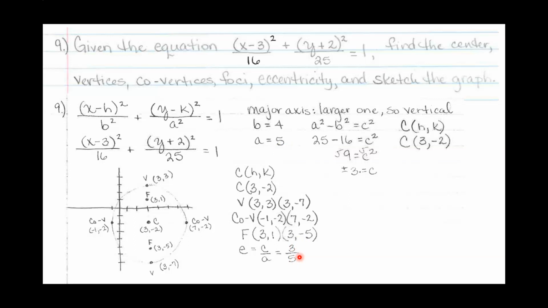All right, then to sketch the graph, we've already found our vertices, the endpoints of our major axis, and our co-vertices, the endpoints of our minor axis. So all we need to do is just connect those 4 points to get our ellipse.